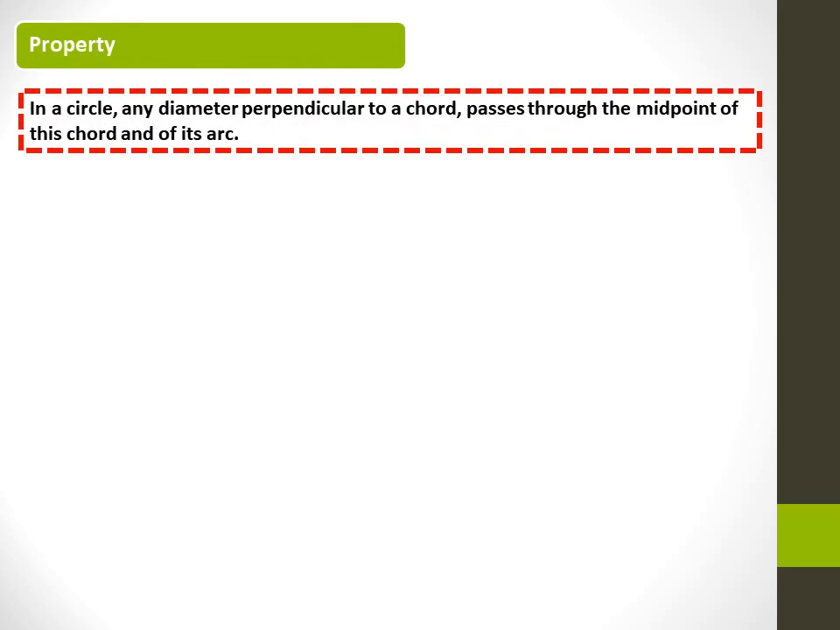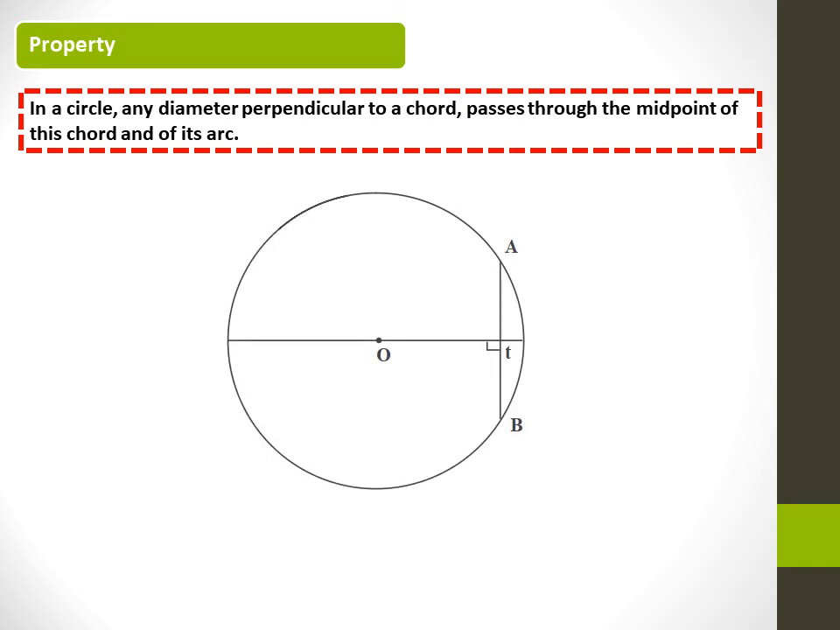In a circle, any diameter perpendicular to a chord passes through the midpoint of this chord and of its arc. In this figure, the diameter is perpendicular to chord AB. As you can see, the diameter passes through the midpoint T of this chord, and it passes through the midpoint of the arc AB.